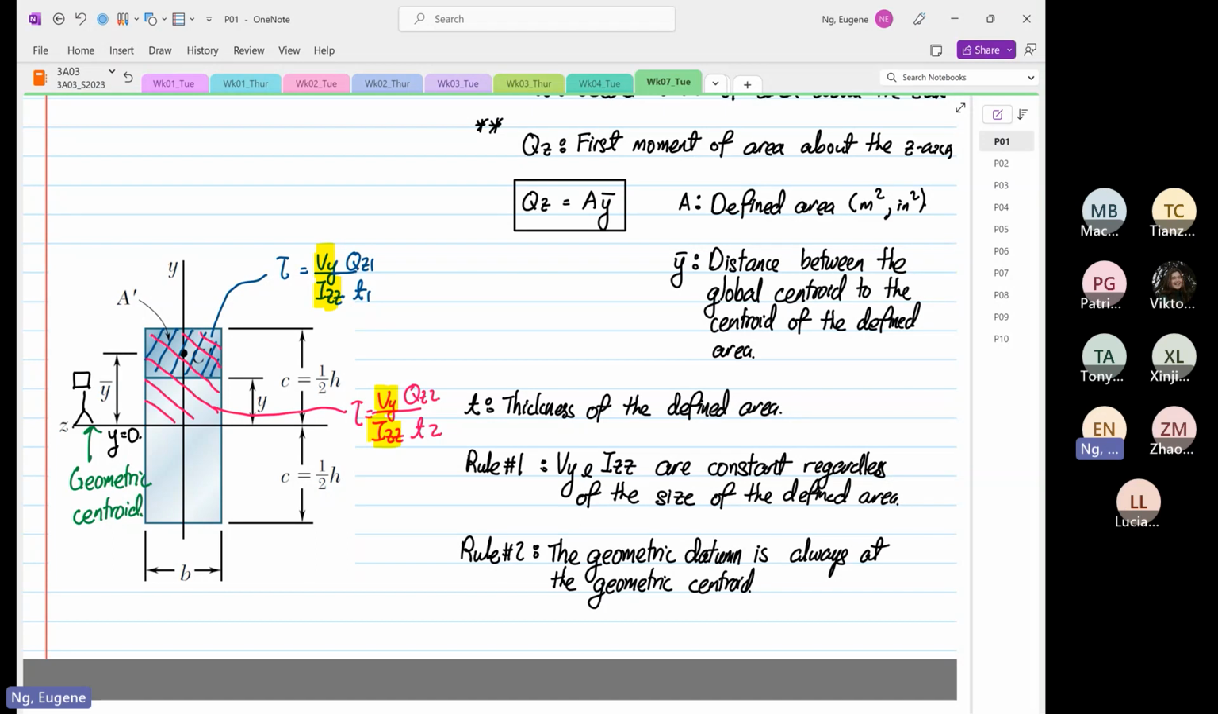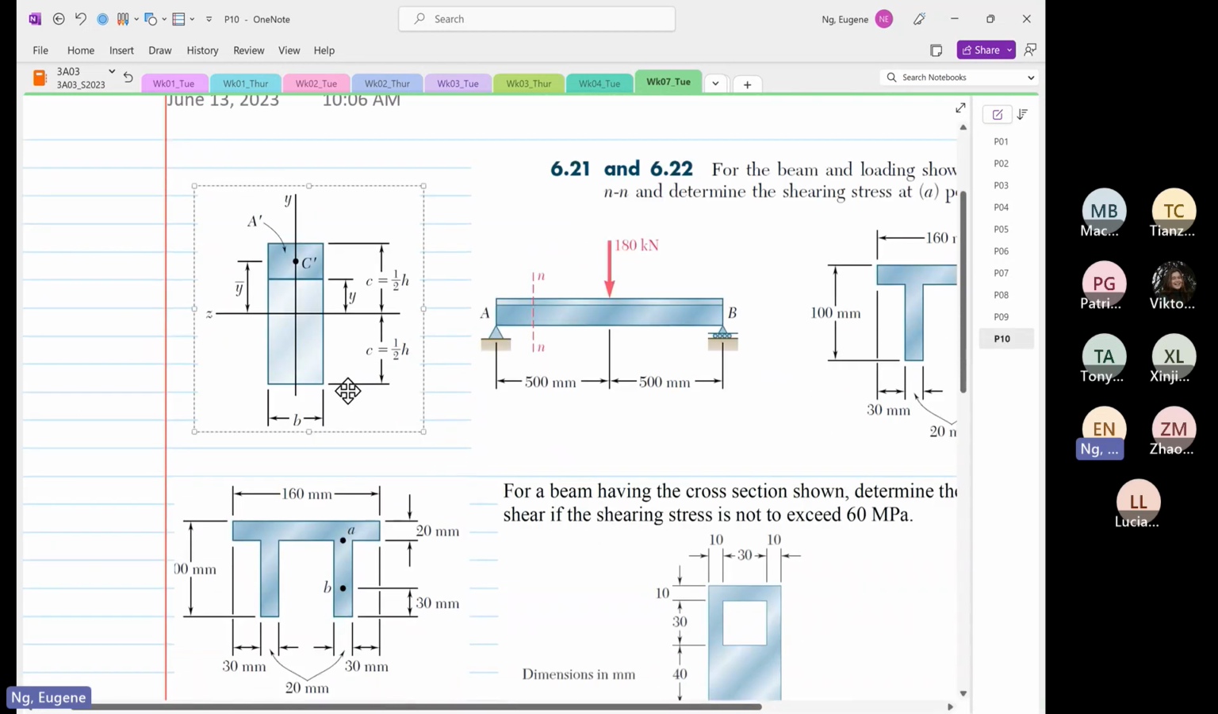So we have to know these two rules. The first rule, regardless of the size of the defined area, Vy over Izz are constant. Second rule, the geometric datum is always at the geometric centroid. Those rules you have to apply. Now, the next thing we are going to look at is the first moment of area. So I'm still going to copy this diagram.